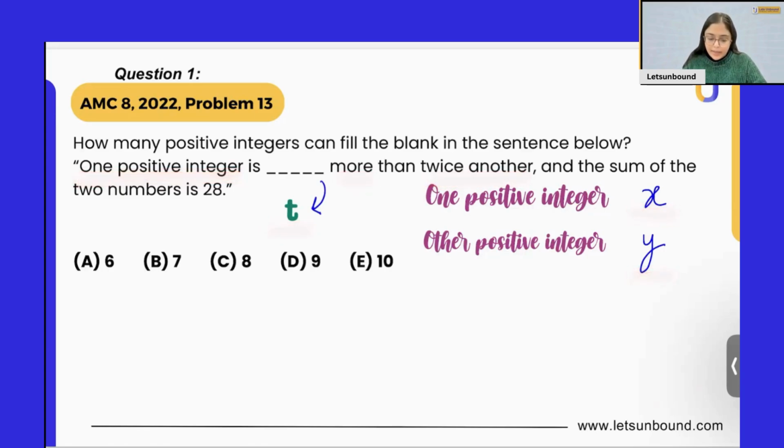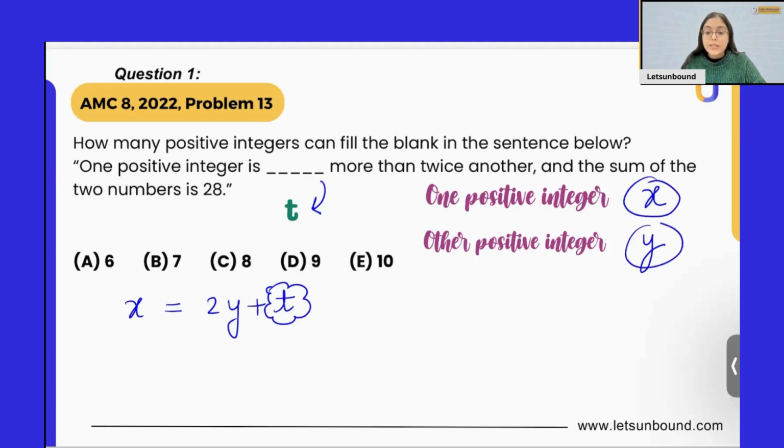So let's form the mathematical expression. It means x is equal to 2 times y plus this positive integer which we need to find, that is t. They have given us some other information, and that says the sum of the two numbers is 28. So that means the sum of these two numbers is 28. So we get the mathematical expression as x plus y equals 28.